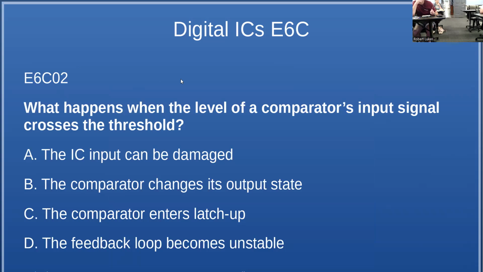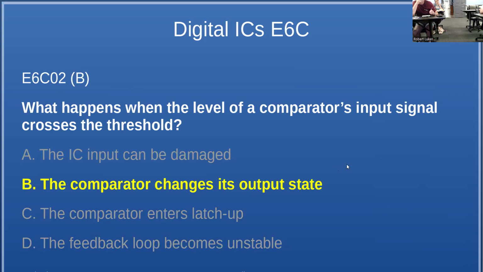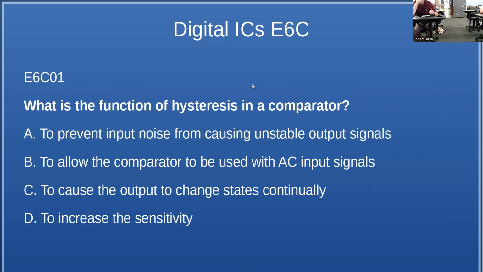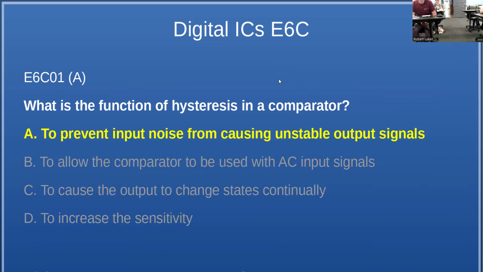So what happens when the level of a comparator's input signal crosses the threshold? B. What's the function of hysteresis in a comparator? A. What did you say? I said A, alpha. Yay for alpha.